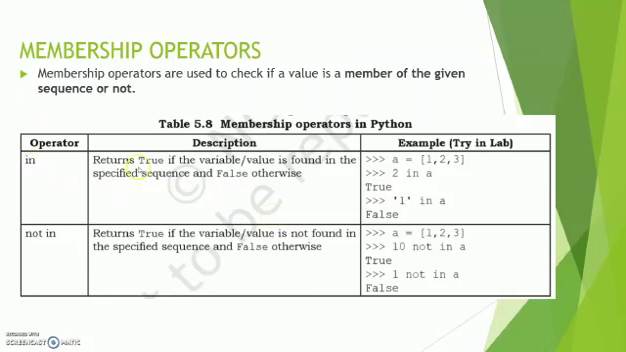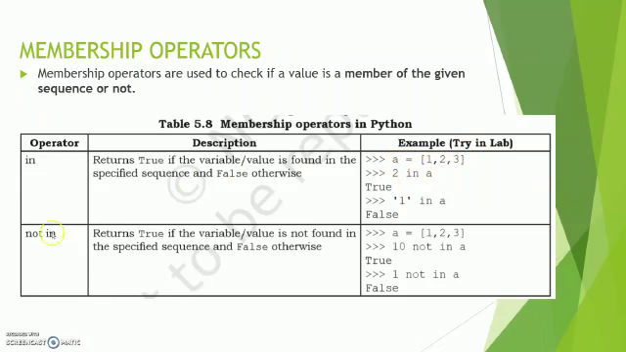So we have in, which returns true if the variable or value is found in the specified sequence, and false otherwise. So if we have a sequence and the variable or the values in it are the same, then we have the in operator. For example, A is equal to 1, 2, 3. 2 in A is true. So when we have a sequence of 1, 2, 3, we have 2 which is the same as these ones. Therefore, it is true.